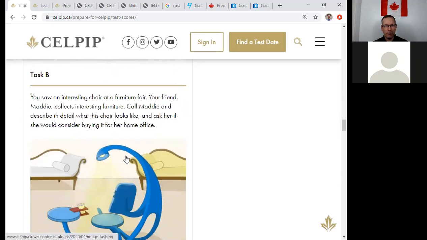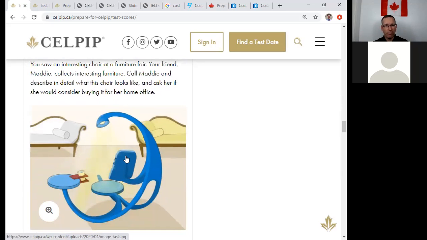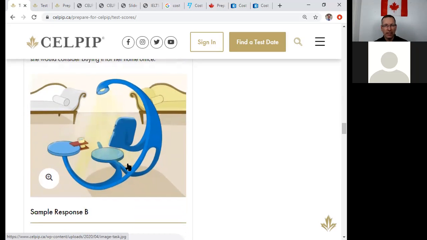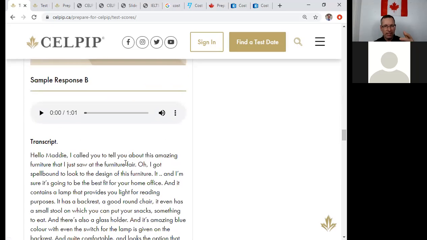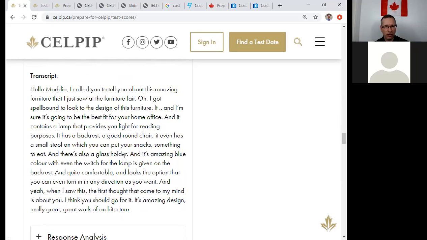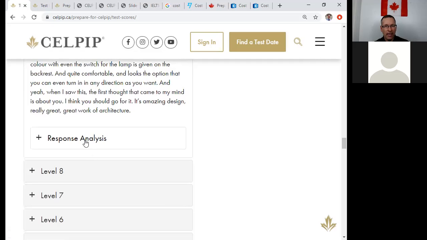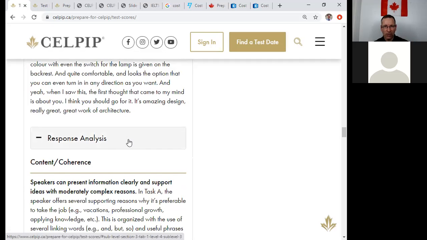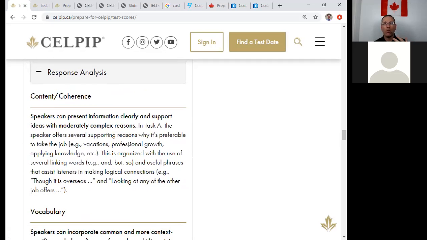And then they have an interesting picture, which is often later in the speaking exam. They give you a picture, usually in part 7 or part 8, and then you're describing what is in that picture. So with both of these tasks, they give you the audio sample and they give you the transcript of that information.